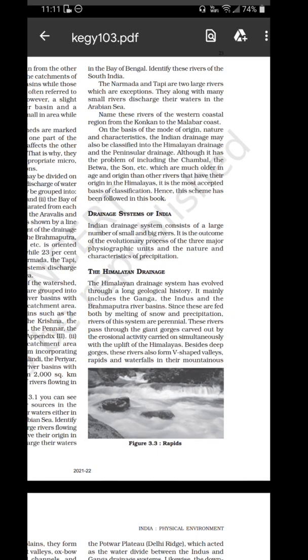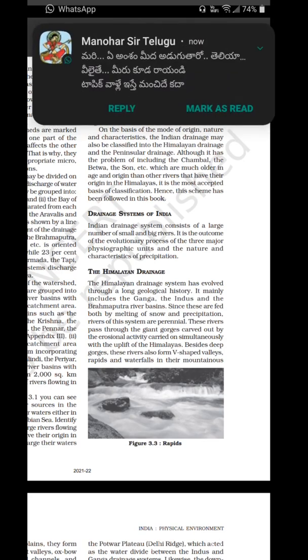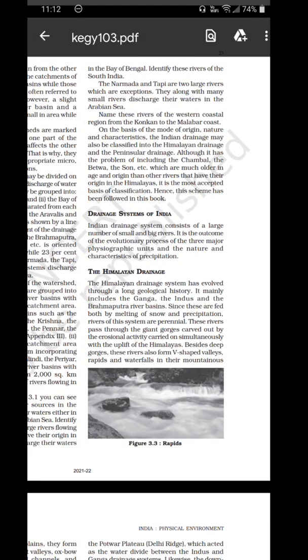The Indian drainage may also be classified into the Himalayan drainage and the peninsular drainage. Although it has the problem of including the Chambal, the Betwa, the Son, etc., which are much older in age and origin than other rivers that have their origin in the Himalayas, it is the most accepted basis of classification. Hence, this scheme has been followed in this book.